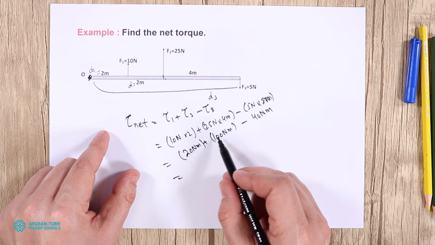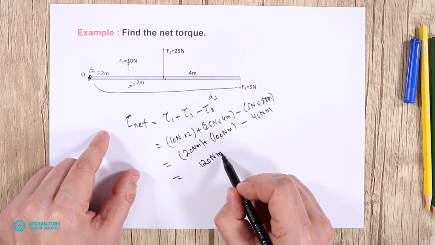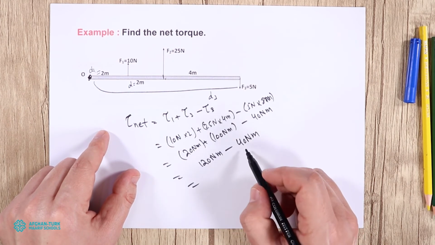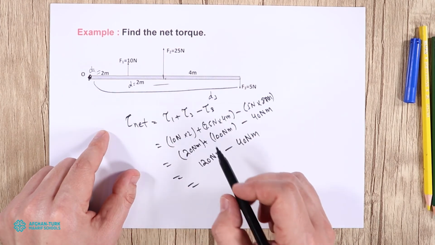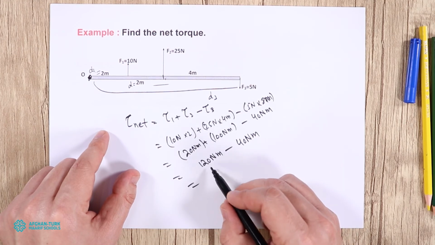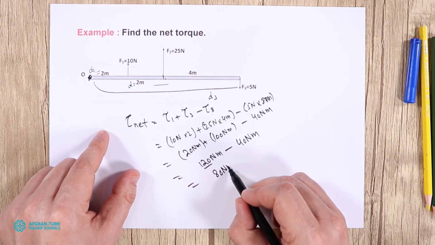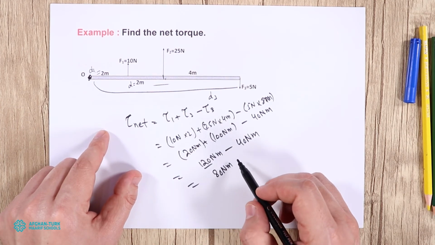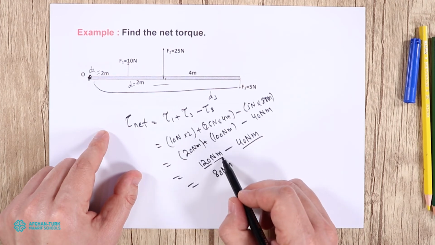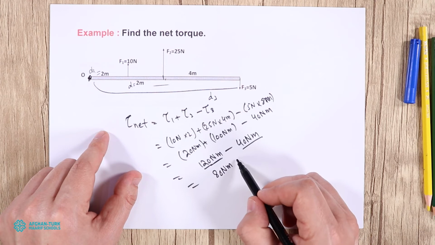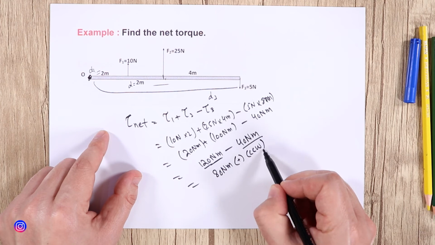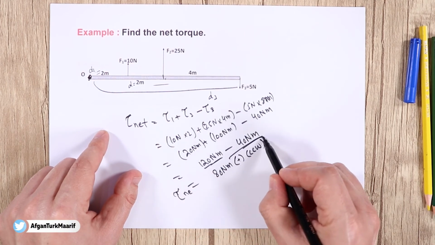So this is equal to 120 Newton meter minus 40 Newton meter. So the total torque produced here, in what direction? 120 minus 40 is equal to 80 Newton meter. So this is equal to, in which direction? Look at this one, the counterclockwise is more than the clockwise. So we can write plus, CCW. So this is the T net on the system.